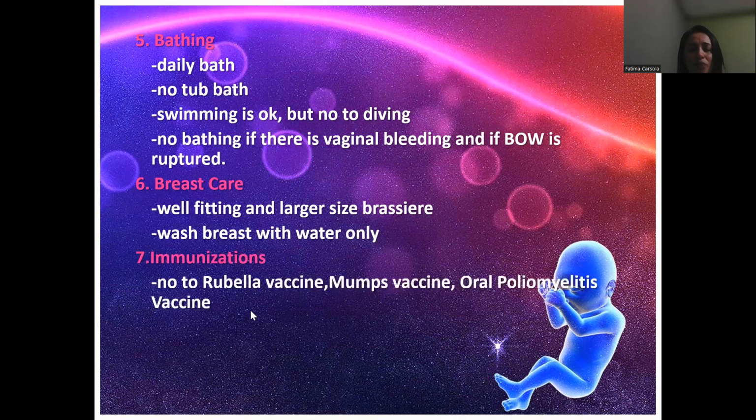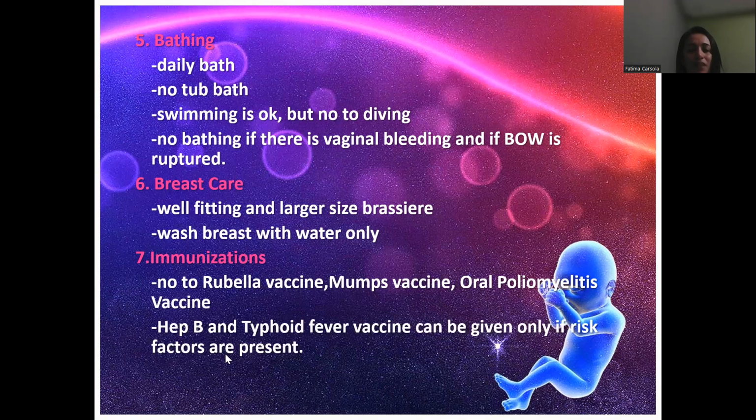Immunizations, of course, you have to avoid live viruses like your rubella, mumps, or your OPV vaccine, or your oral poliomyelitis vaccine, because these are live viruses. Again, this could give the baby congenital abnormalities. And you have here hepatitis B and typhoid fever vaccine could be given only if risk factors are present.